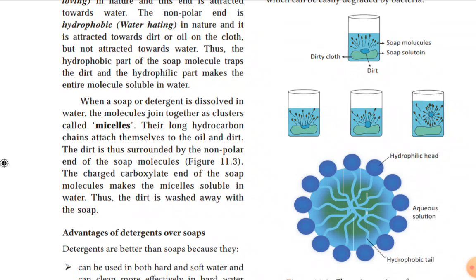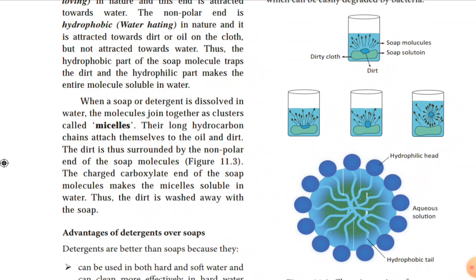Soluble means it is going to dissolve the whole molecule, a colloidal substance, soluble in water. So because of this, the dirt is washed away with water. This is a simple mechanism of the cleansing action of soap.